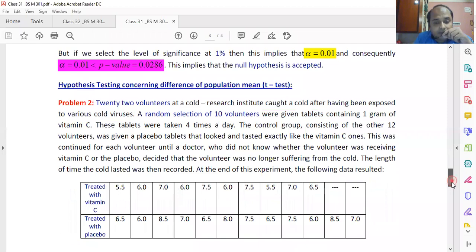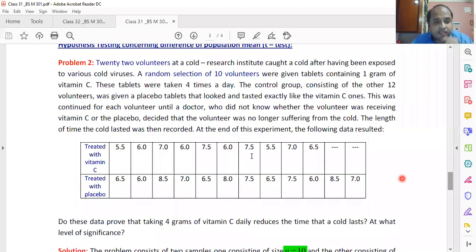Let us go to problem number 2. You see what is written. We had 10 volunteers on which we tried to apply a medicine, and we want to see what the medicinal effect on the volunteers is. These 10 volunteers were chosen, and they were treated with vitamin C. 10 is less than 30, so the sample was a small sample.